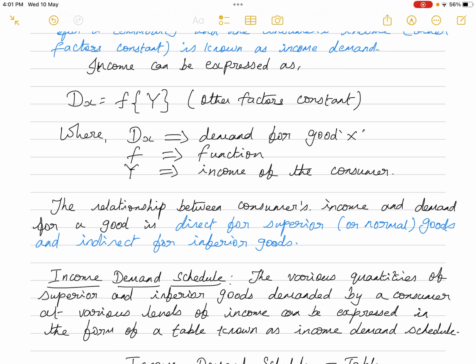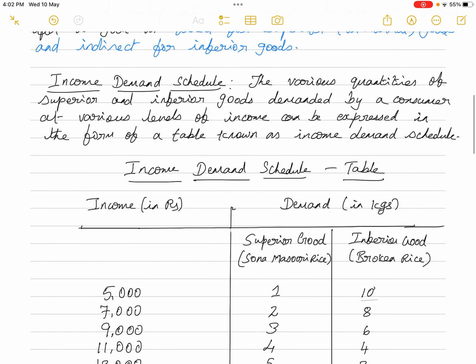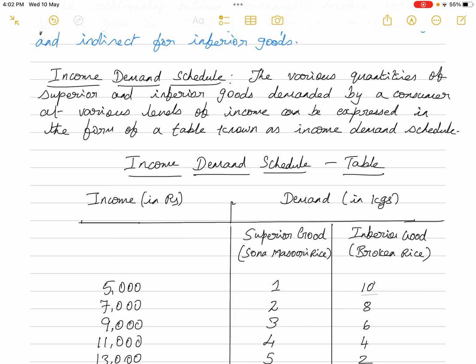The relationship between consumers' income and the demand for a good depends upon the nature of the commodity. Some types of commodity will have a direct relation, and some will have an indirect relation. The direct relation is for the superior good, also called the normal good, and it is indirect for the inferior goods. So the relationship between consumers' income and demand for a good is direct for superior or normal goods and indirect for inferior goods. This can be explained with the help of a table, that is the income demand schedule, and a diagram.